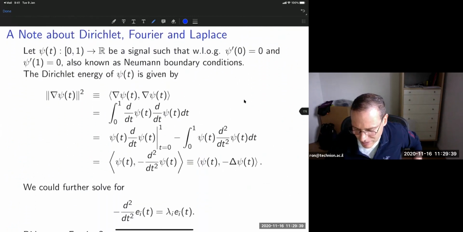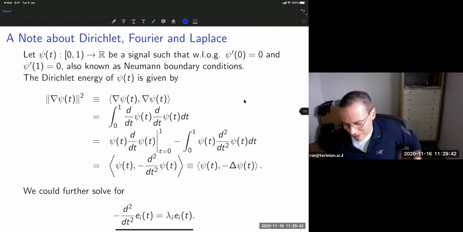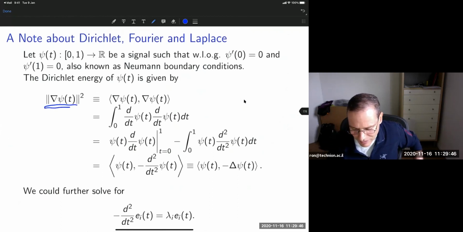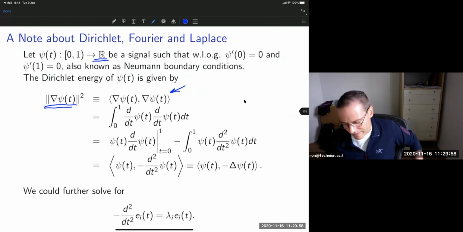So first of all, about Dirichlet energy: it is nothing but the norm of the gradient of the signal. Now we are dealing only with real functions, and in one dimension, I can actually write it as such. And if I do integration by parts, then psi, this is V prime that becomes V here, and this is U prime that stays U.